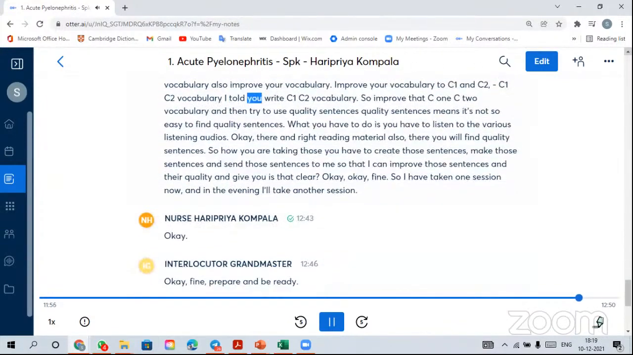I told you about C1, C2 vocabulary, so improve that. And then try to use quality sentences. Quality sentences are not so easy to find. You have to listen to various listening audios and reading material also, and there you will find quality sentences. Create sentences from those and send them to me, so that I can improve their quality and give them back to you.